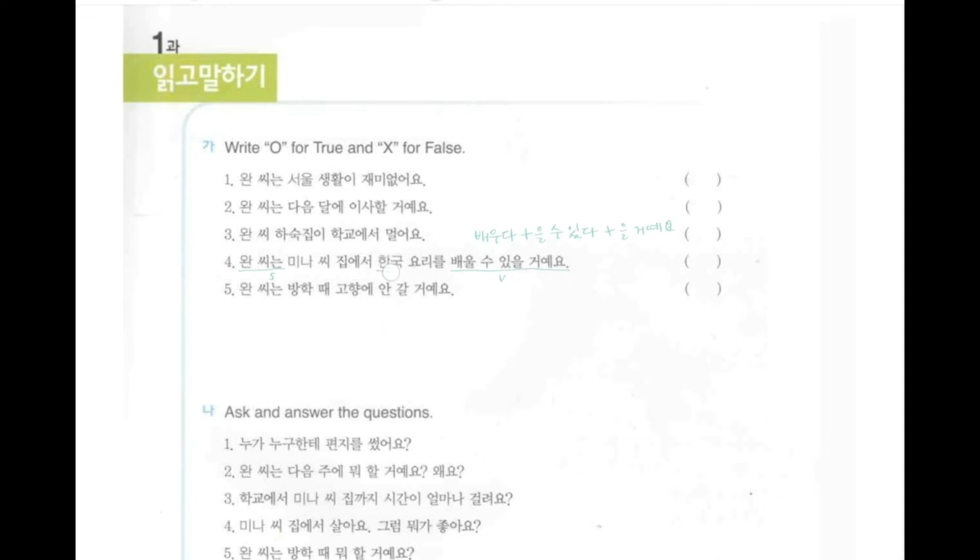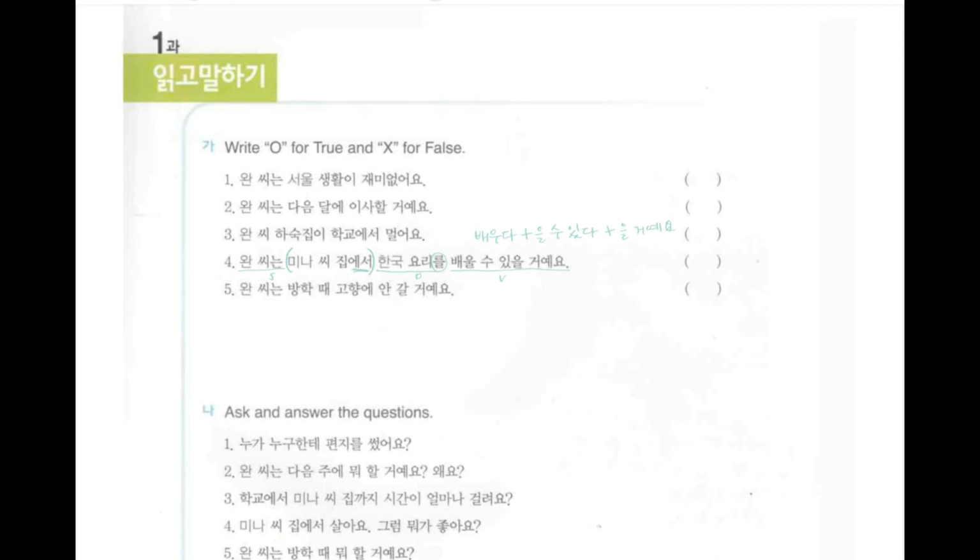Where's the object? 한국 요리. How do we know? 를 있어요. Object marker. 를. So this is the object. So, the rest of them, 뭐예요? The rest of it is the additional information. What is the essential structure? One will be able to learn Korean cuisine, Korean cooking. And then, what is additional information? At location marker. At Mina's house. Okay? 자, number five 갑시다.